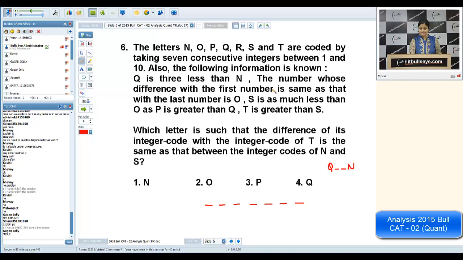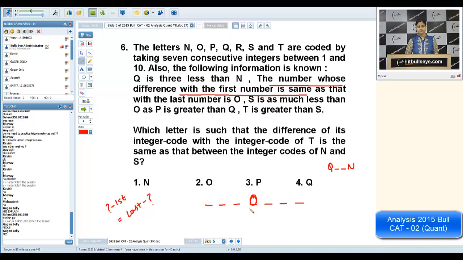Now what is the meaning of this line? The number whose difference with the first number, that should be last minus this thing. It means, can we say O is such a number? So can we say O will be the middle number? Because in that case O will be 3 more than the first number, and the bigger number is 3 more than O. Is it okay? Yes, Gagan, exactly, O will be here.